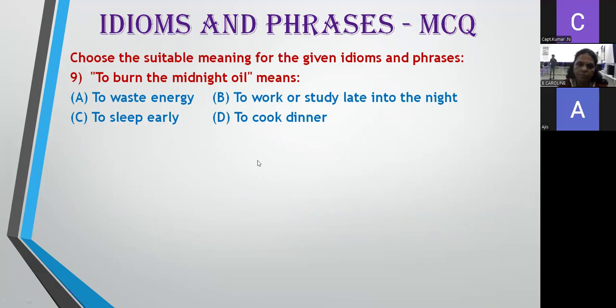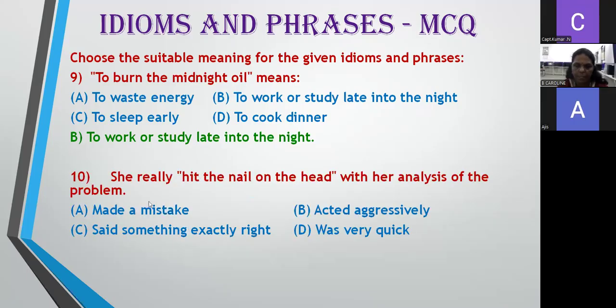Next one. To burn the midnight oil. Already we have seen the meaning. To burn the midnight oil means to work or study throughout the night. So B is the correct answer. She really hit the nail on the head with her analysis of the problem. Here, what is the meaning of hit the nail on the head? That means said something exactly right.